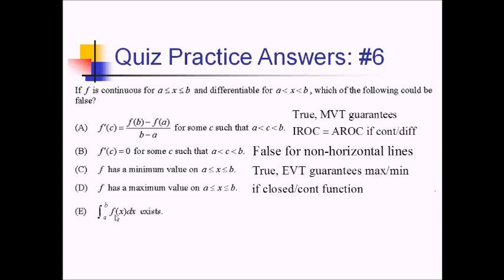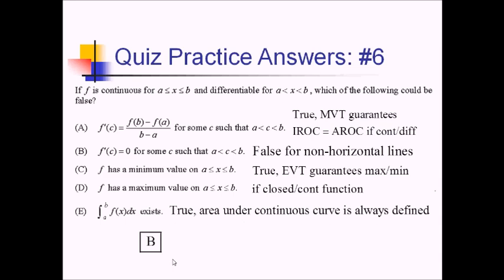And then for choice E, they're saying the integral from A to B exists. Well, if our function is continuous on the interval from A to B, then the area has to exist. Area under a continuous curve is always going to be defined. So in this case, it does look like choice B is our answer.